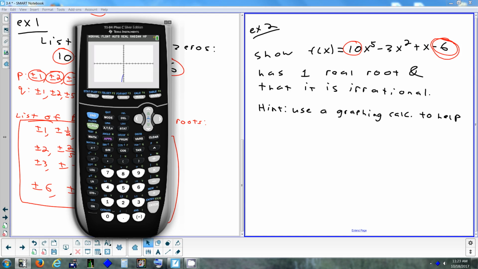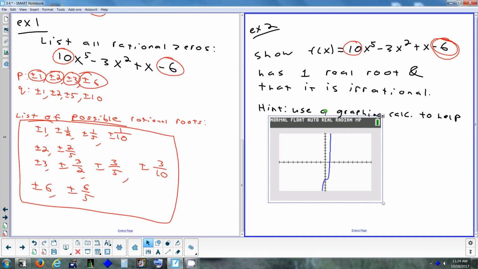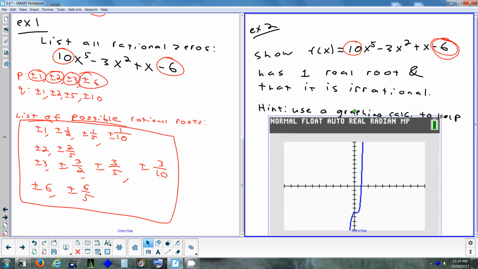Okay, so it's drawing it, it's thinking about it. There we go. Where does it look like it crosses? Let me make it a little bigger. Anybody see where it looks like it crosses the x-axis? 1, and I would say 1 is a reasonable guess.